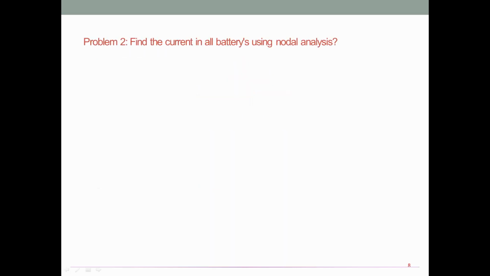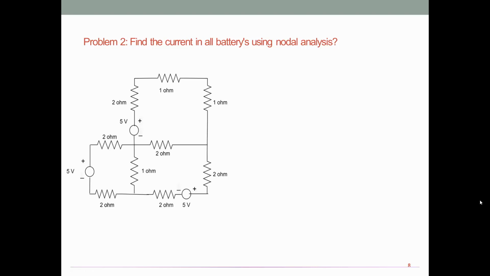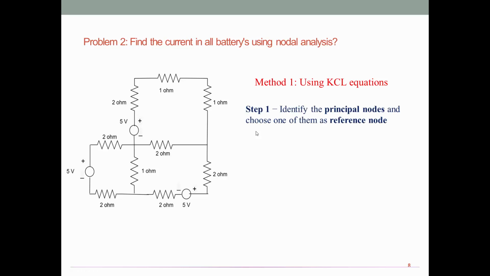Problem number 2, find the current in all batteries using nodal analysis. Have a look at the circuit. I have 5 volt battery here and here and also here in this loop. I have to find out current in all the 3 batteries using nodal analysis. I am going to use KCL equation method to solve this problem.